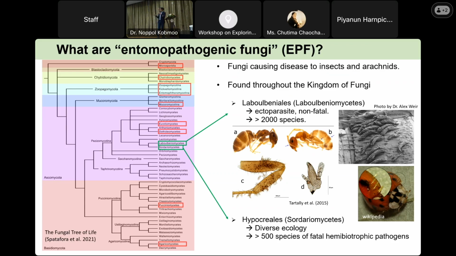But today I'm going to talk mainly about the entomopathogenic fungi from the order Hypocreales, because these are hemibiotrophic pathogens that cause lethal disease to insects. And because they can cause lethal disease to insects, they are very interesting to be used as biocontrol agents against pest insects. And I will show you today that they can be much more than that.